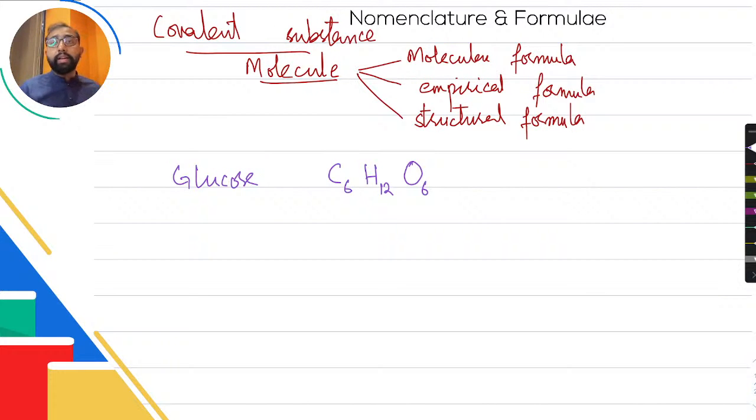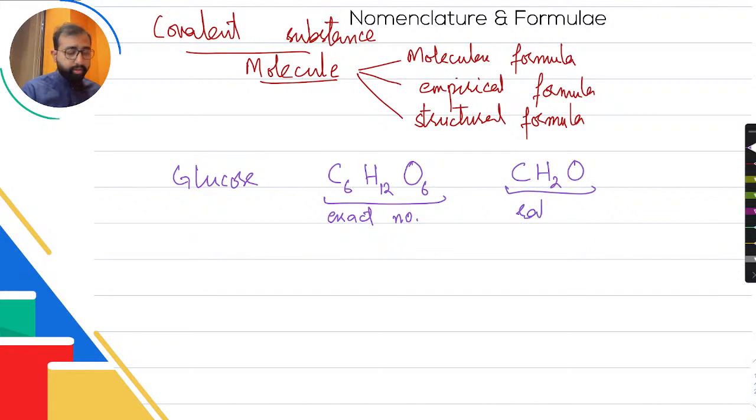Now, if I take a ratio of these, then I know that all of these numbers are divisible by 6. So when I divide it by 6, I get C1H2O1. This is my exact number, okay? Exact number of these particles. And this is my ratio of these particles. The simplest ratio, in fact. It's not just any ratio, it's the simplest ratio. The simplest ratio is basically my empirical formula, and my exact number is my molecular formula.